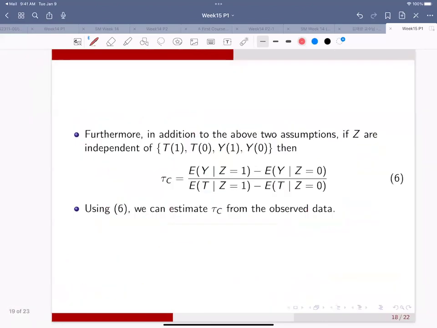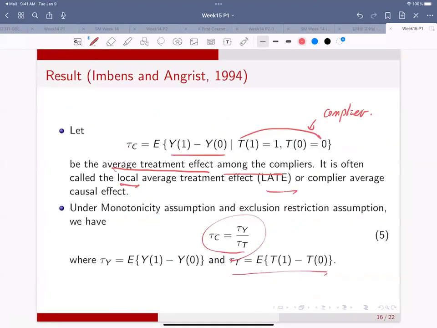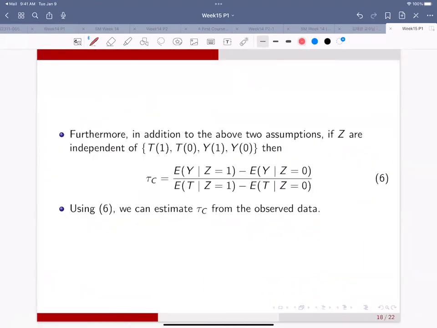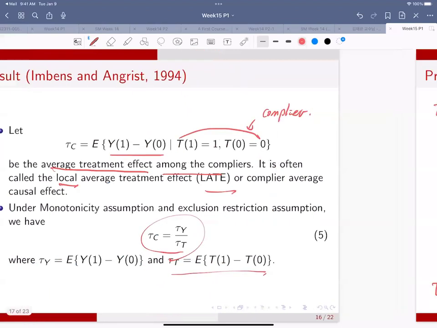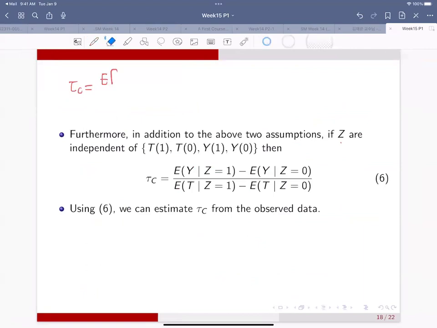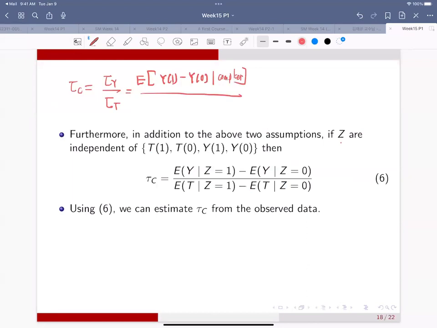Okay, now we have this one, and furthermore, in addition to the above two assumptions, if Z and C are independent, then we get... so tau c. Okay, so what is tau c? Tau c was previously the expectation of tau y minus tau t, which is the expectation of y1 minus y0 given complier. Oops, no, complier. Sorry.